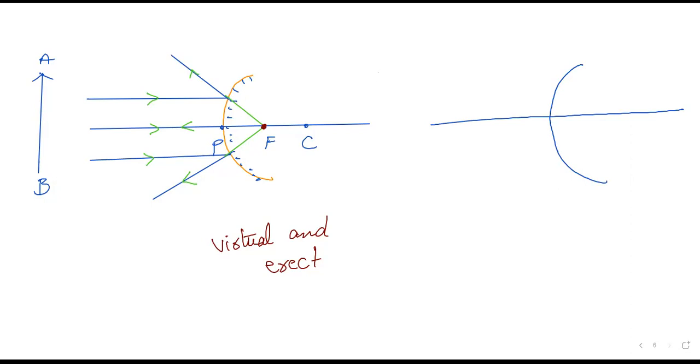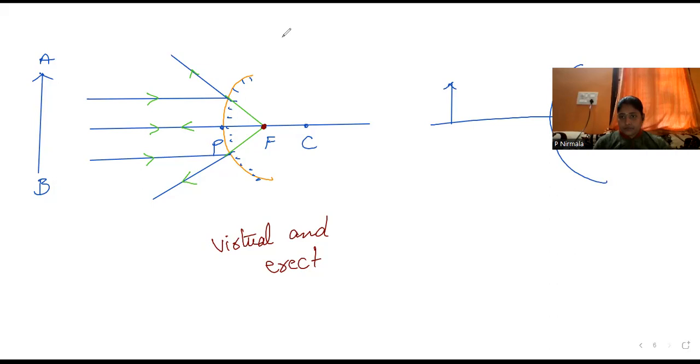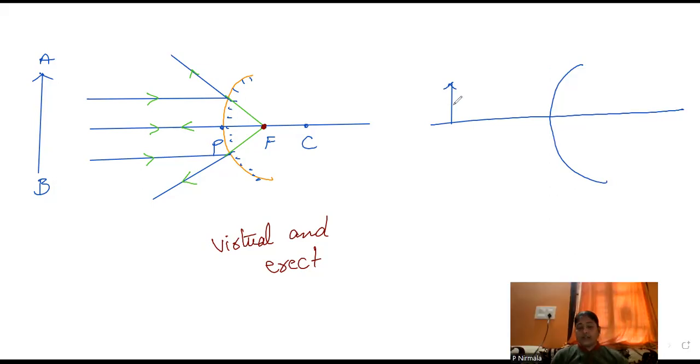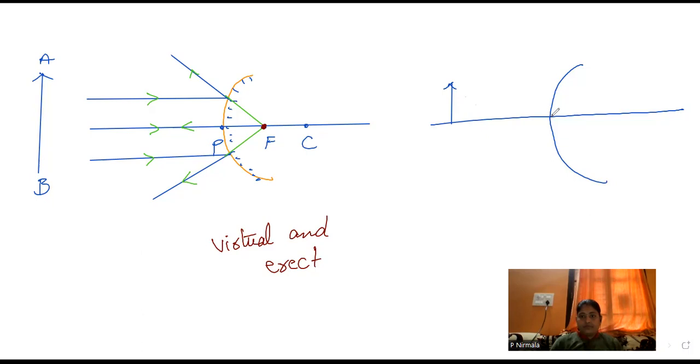Where are we going to keep the object? We are keeping the object between infinity and pole. So these are the two cases. One is the object kept at infinity. The other case is we keep the object between infinity and pole.